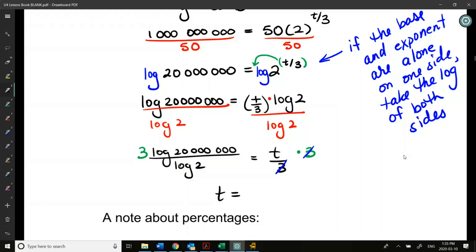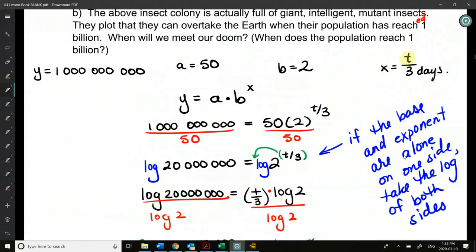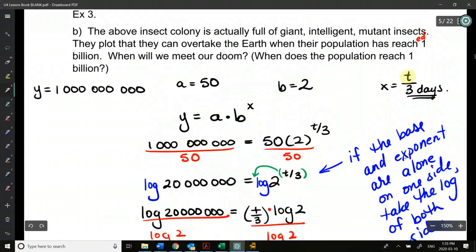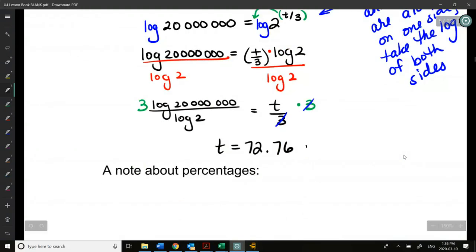Wow, that was way off. Is it exactly 72? 72.76. Okay, 72.76. What's the unit of measurement for time here? If we entered in the growth period in days, we will get out an answer in days. If I enter in the growth period in seconds, I'll get out an answer in seconds. So this is going to be days.